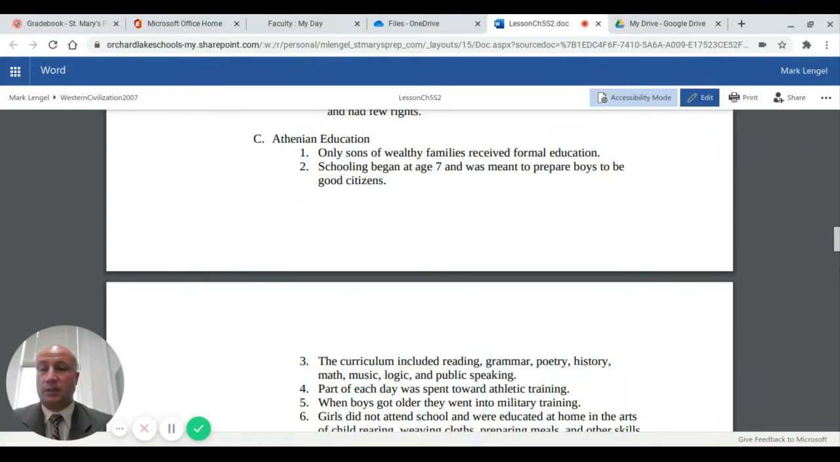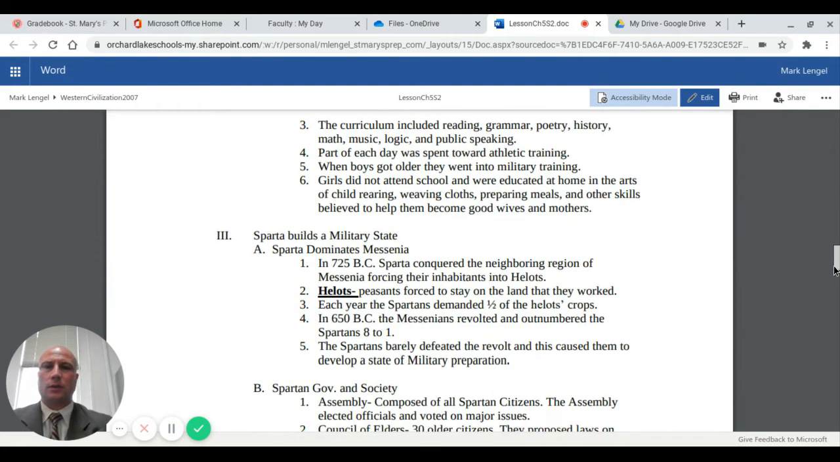Schooling for these lucky individuals began at age 7, and the goal was to prepare young boys to become good citizens. That is still the goal of education, is to create knowledgeable citizens so that they can make educated votes. The curriculum included reading, grammar, poetry, history, math, music, logic, and public speaking. This is very similar to what we have today.